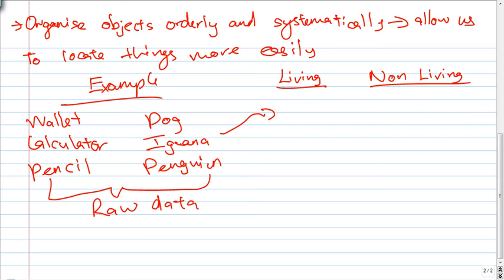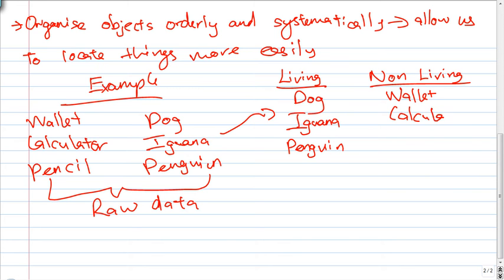Okay, what are living things? Do you see that dog? The dog is a living thing. Okay, iguana also is a living thing. Okay, also we've got the penguin. Okay, the non-living things are like the wallet, the calculator, and the pencil. Alright, so let's go down to the next page, and answer this very next question.